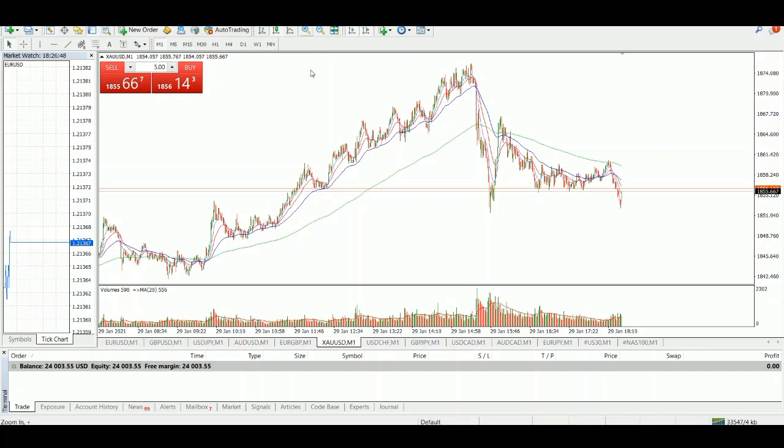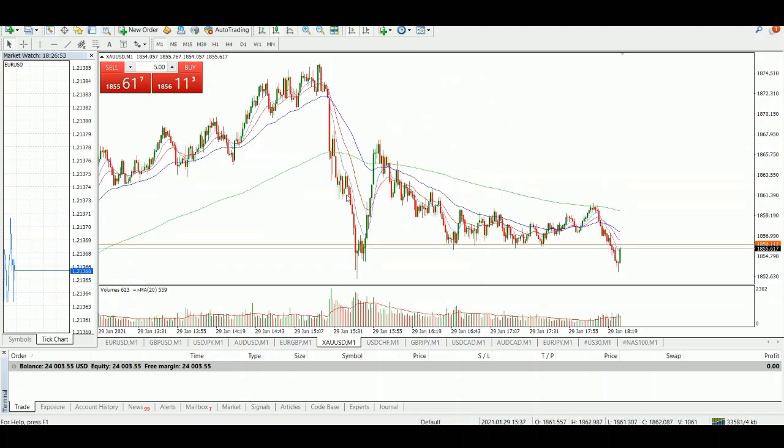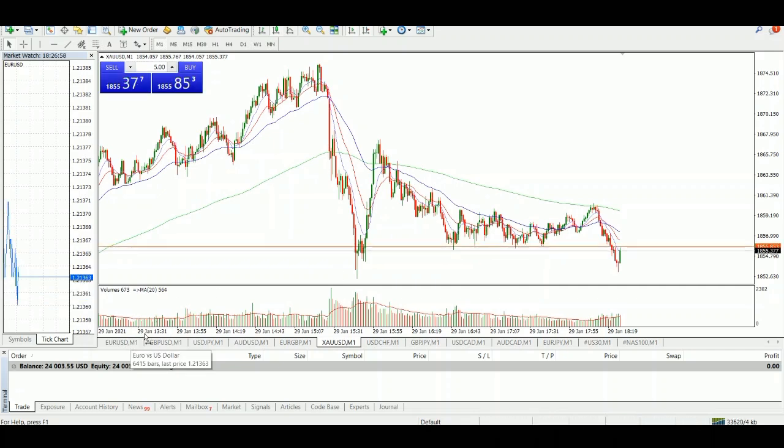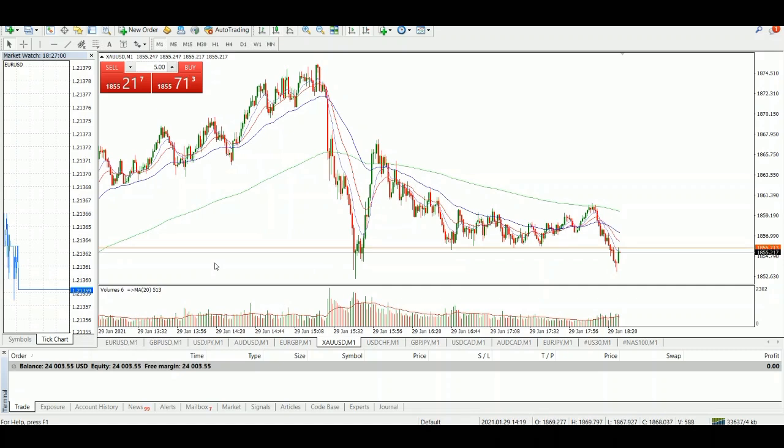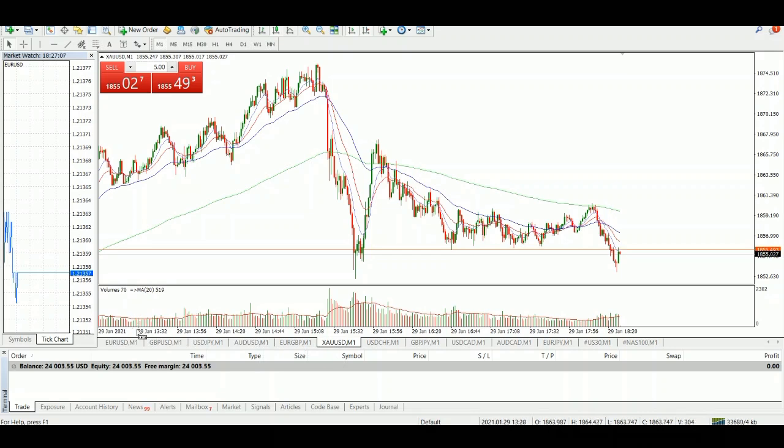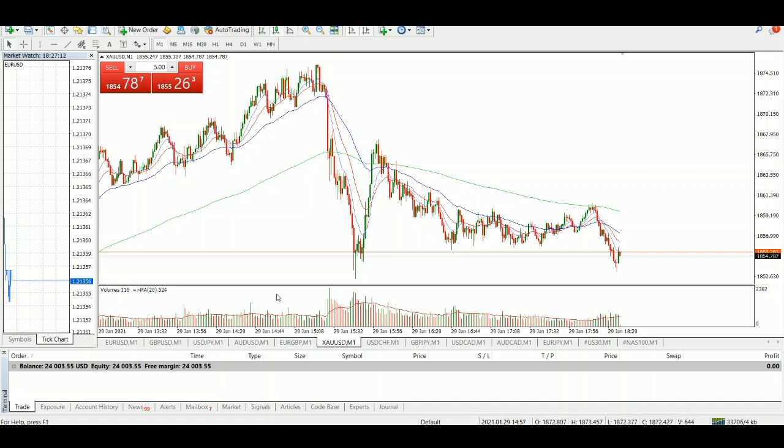Okay, so you need one metal. If you want, of course, you can trade only one chart. You can trade only, let's say, euro dollar. But the ideal is 4 or 5 currency pairs, with the least spreads. Choose the least spreads and trade them. You are scalping.